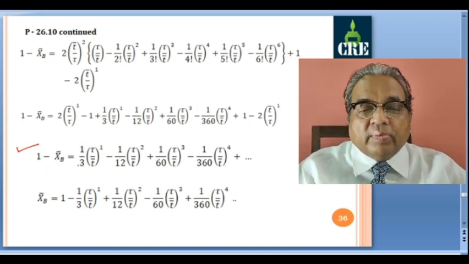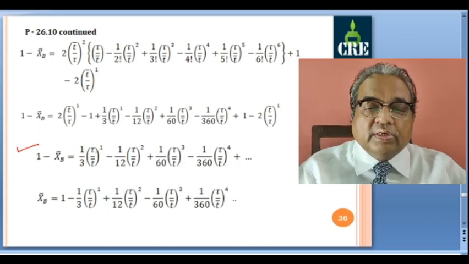So this we get as 1/3 (tau/t bar) minus 1/12 (tau/t bar) whole square plus 1/60 (tau/t bar) whole cube, and so on. So these higher orders you can neglect. First two and maximum three terms are sufficient here.